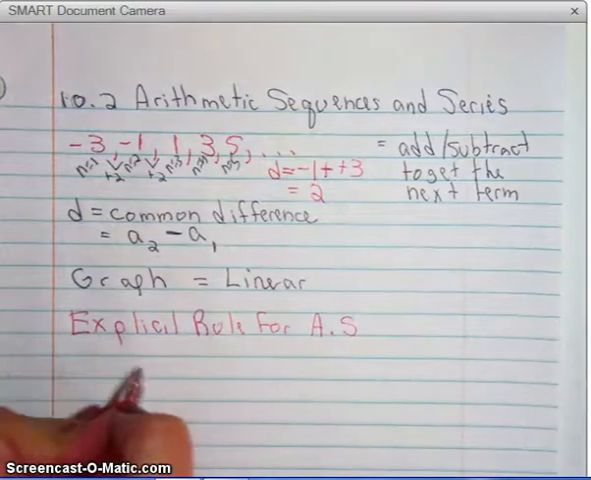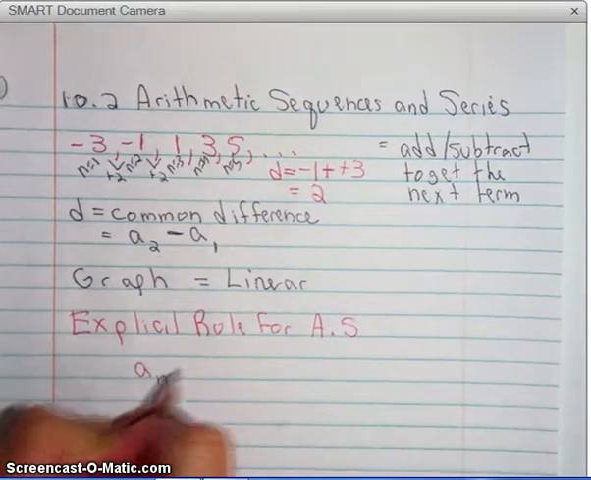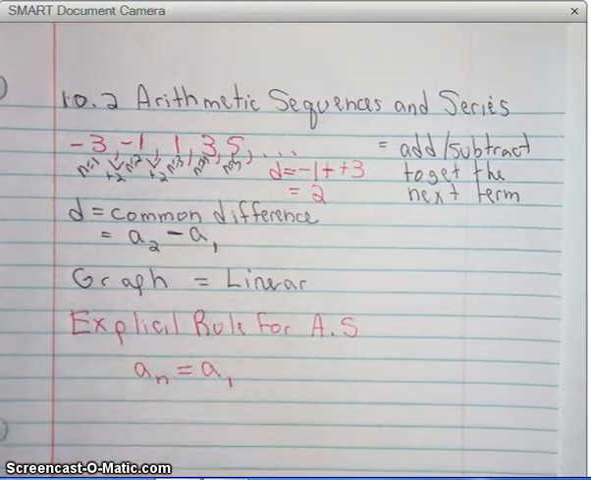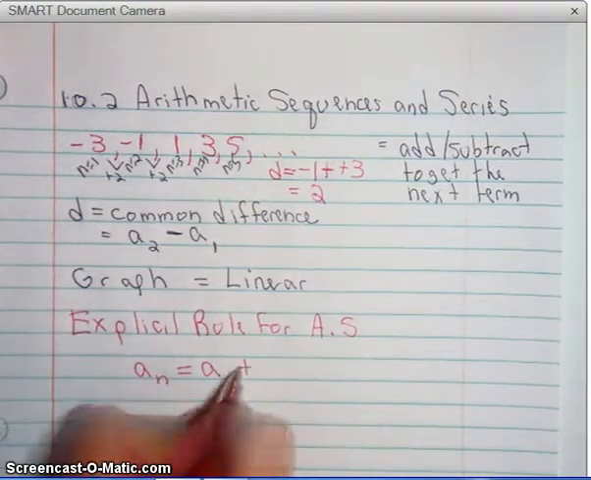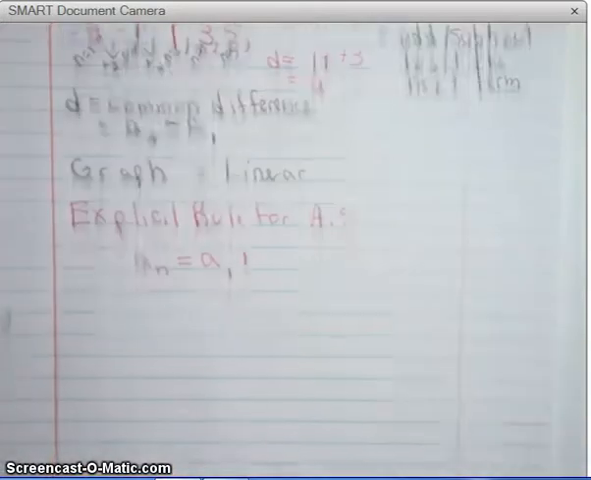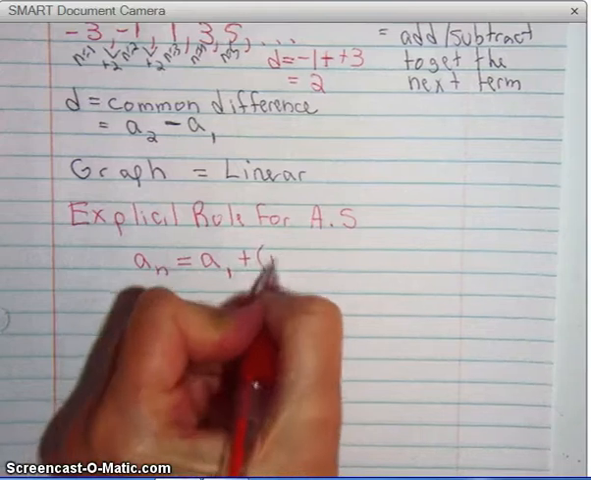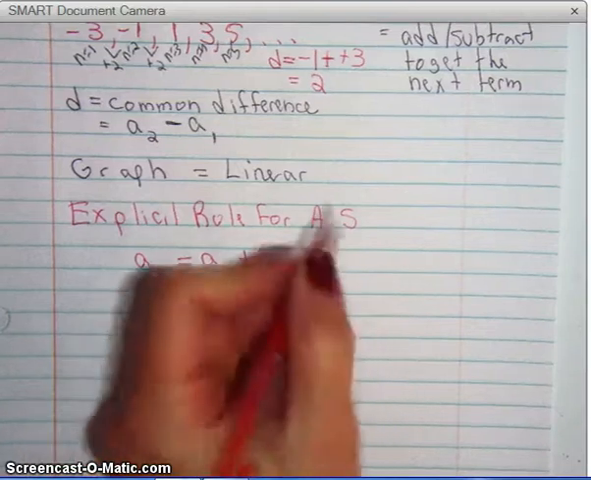Okay? So the explicit rule is a sub n equals a sub 1 plus, and for some strange reason on assessments, people forget the plus. And then all things go bad. n minus 1 times d.